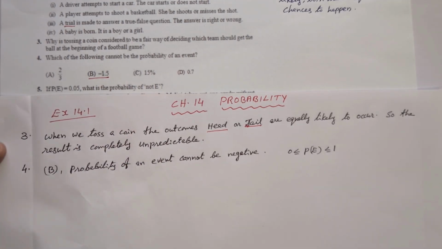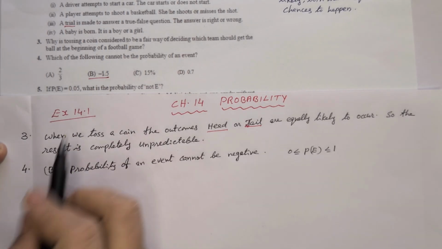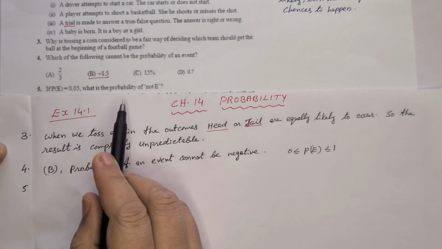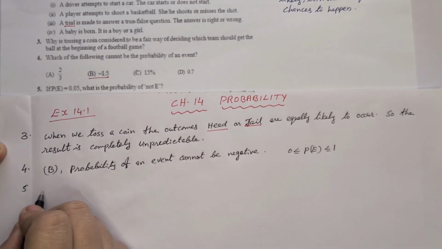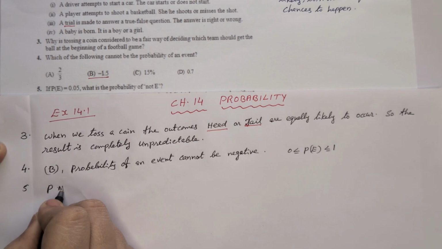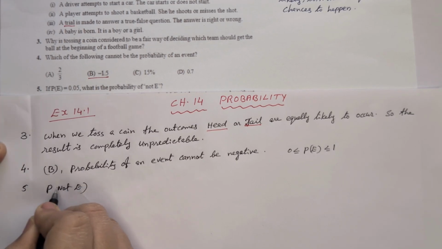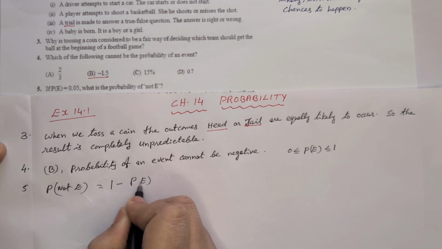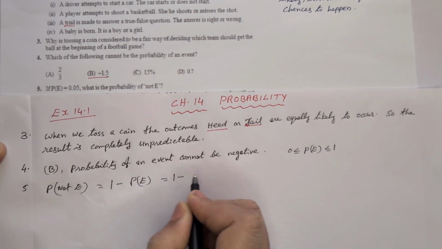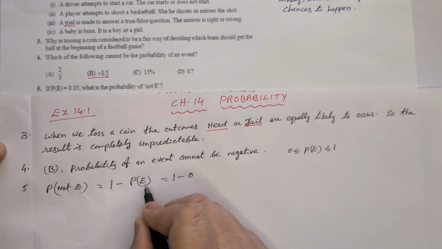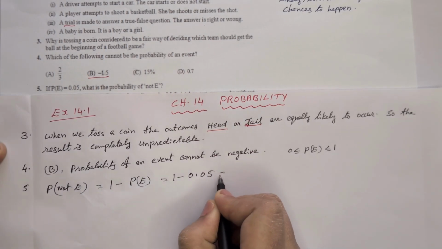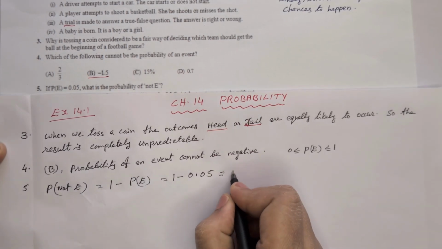Next, fifth question. If P of E is equal to 0.05, what is the probability of not E? So P of not E is equal to 1 minus P of E, which is equal to 1 minus 0.05, since P of E is given as 0.05, which is equal to 0.95.